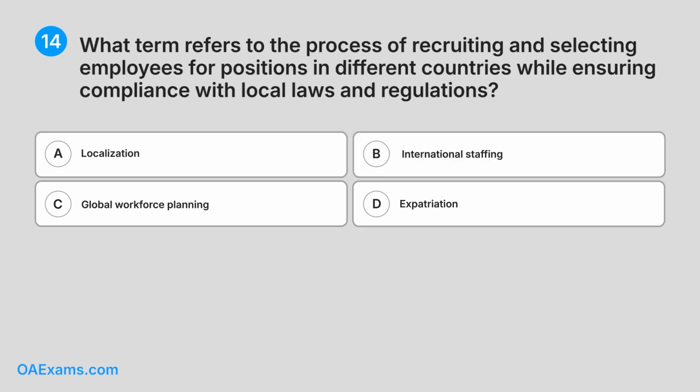14. What term refers to the process of recruiting and selecting employees for positions in different countries while ensuring compliance with local laws and regulations? A. Localization. B. International staffing. C. Global workforce planning. D. Expatriation. Do you know the answer?